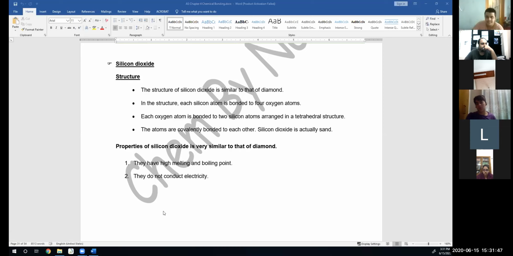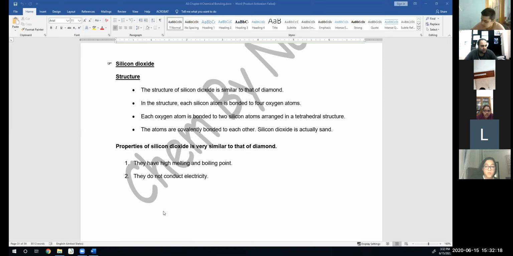Okay, so why don't they conduct electricity? Lamisa Sarwar. Nafisa Hassan. Unmute yourself. Because they're very tightly packed together, they do not have any free electrons to move charge. Okay, very good. So they do not have any free electrons, therefore they do not conduct electricity.